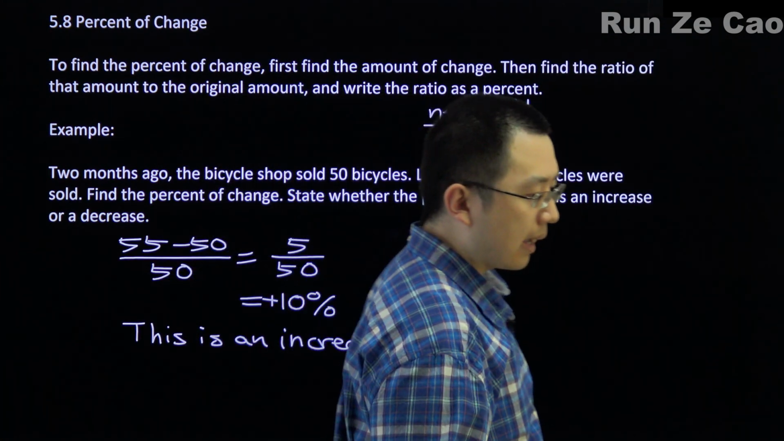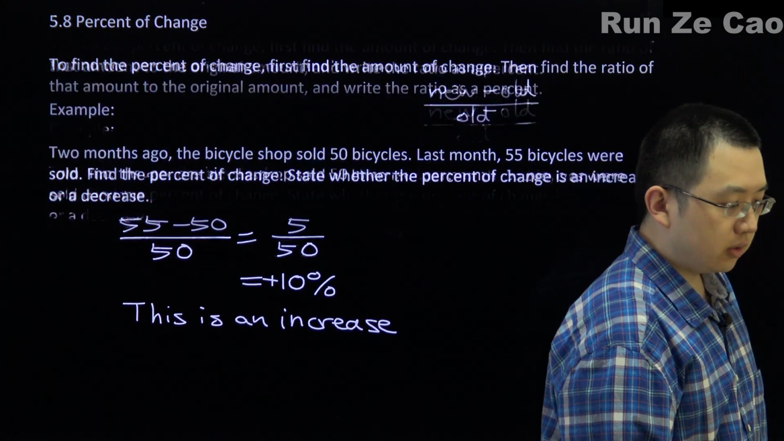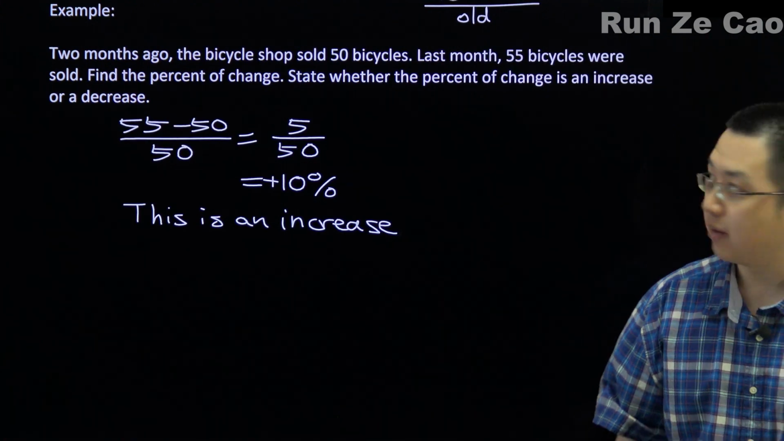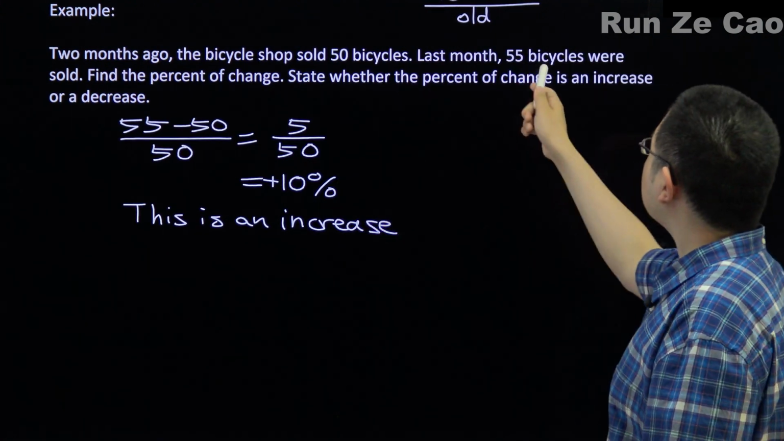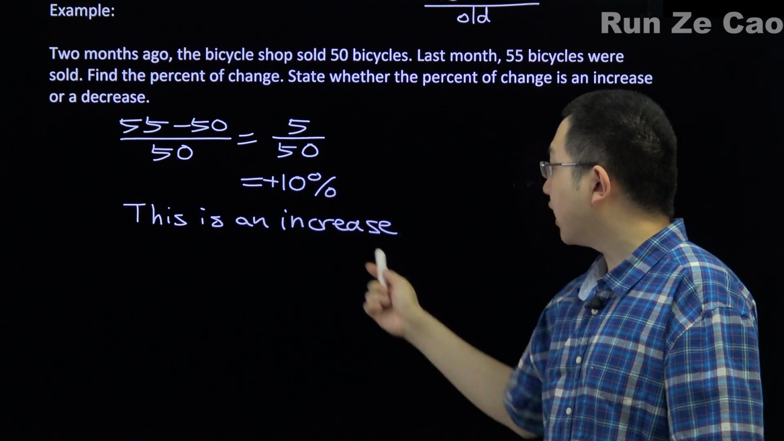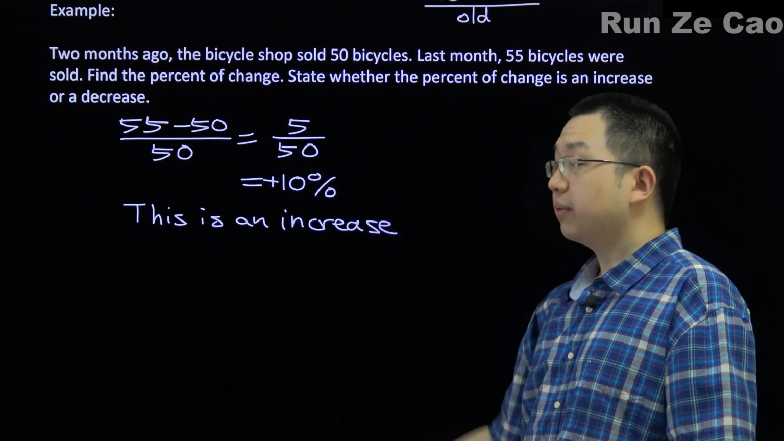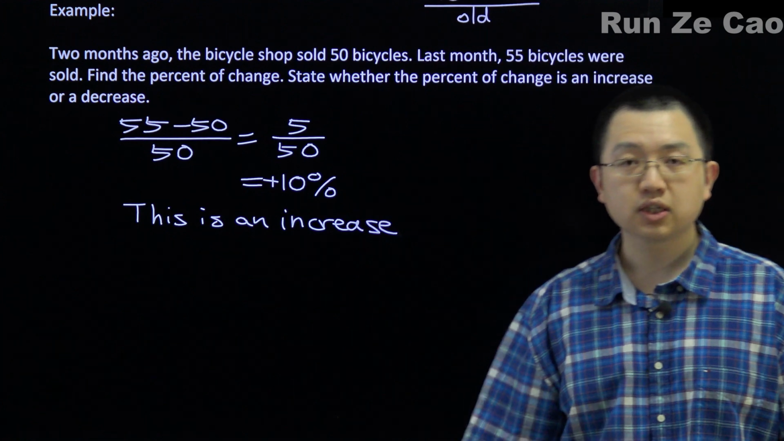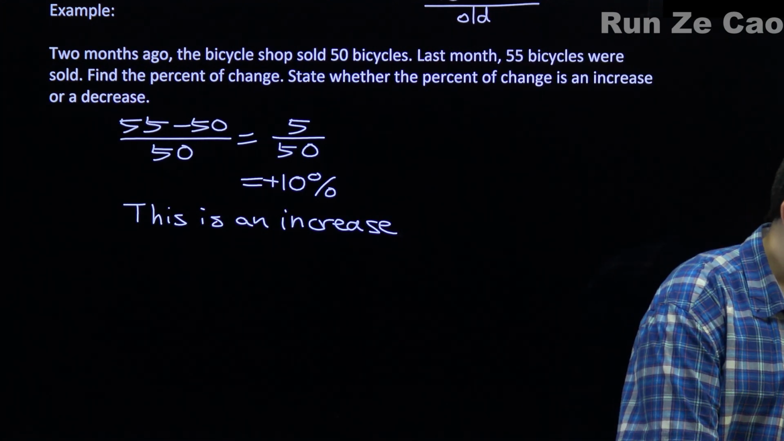Yeah, okay. It also just makes sense when we look at it because we went from 50 up to 55. Therefore, it's got to be an increase. Oh, it was an increase of 10% or positive 10% change? Okay, that makes sense.